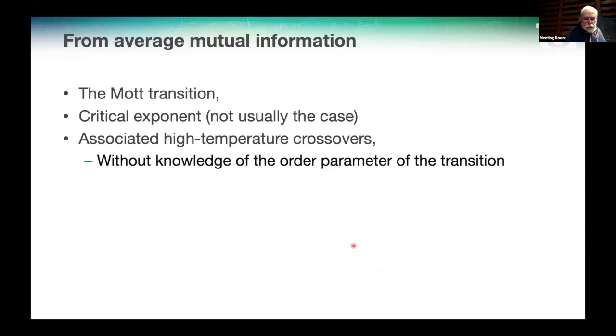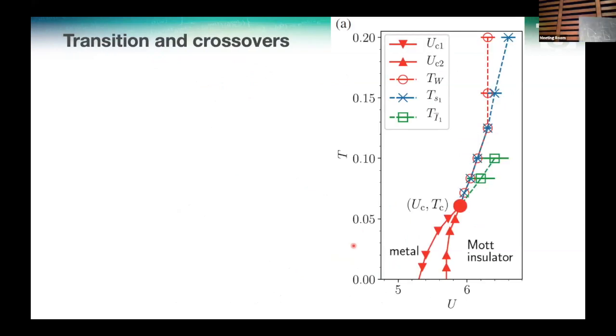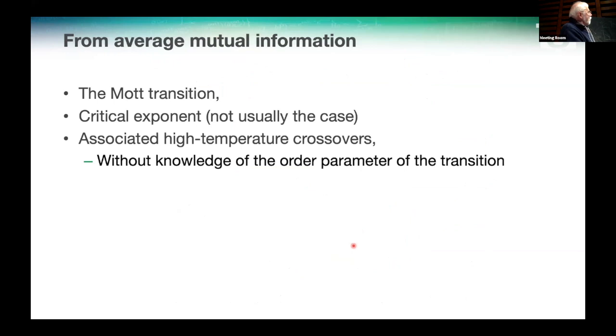So, whoops, I was too fast. This green square is the place where you have this crossover in the mutual information. So all these crossovers are rather close to each other. So again, in the quantity that we call average mutual information, we see the Mott transition, we see one critical exponent, and we see this associated high temperature crossover without knowledge of the order parameter.